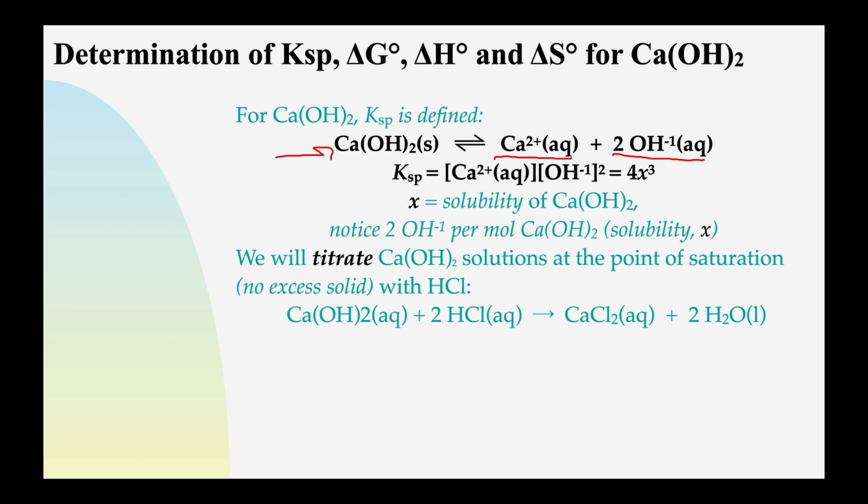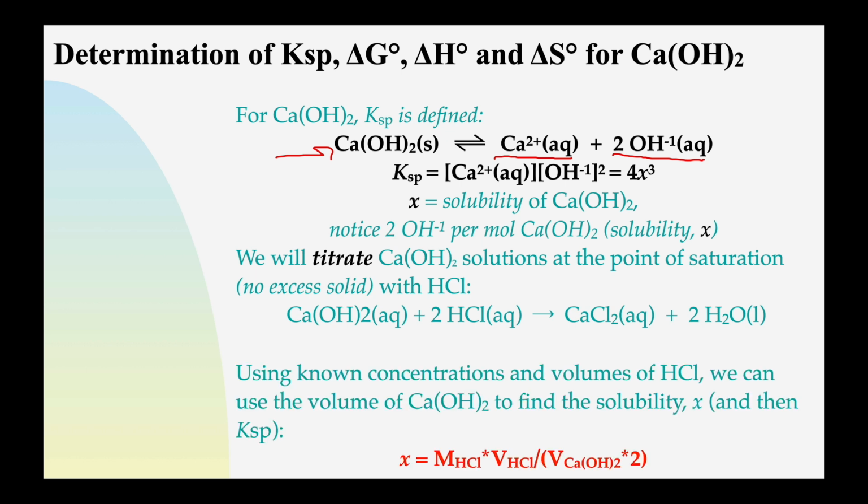Notice that there's a 2-to-1 ratio right there. And that's going to be important to us here in a little bit. So if we want to find the solubility X, and we've done this titration to the endpoint, at the bottom there you can see the molar concentration of HCl, and we multiply it by the volume of HCl used, that's going to give us essentially moles of HCl.